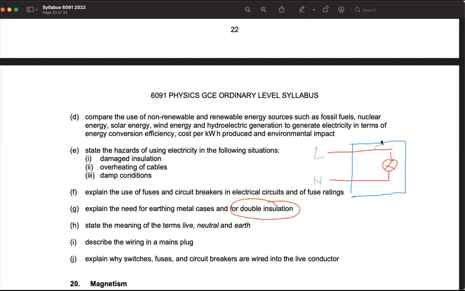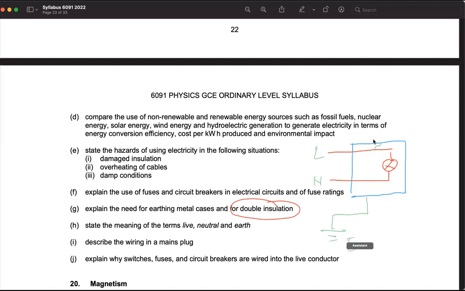Do you all actually experience before some appliances that have no earth wire? When you touch it, you feel a bit of shock. That is because the casing is not earthed. So to prevent that from happening, you need to earth the metal case. You need to connect an earth wire to the metal case so that your metal case will not give you an electrical shock. So in your electrical appliances, this is your earth wire.